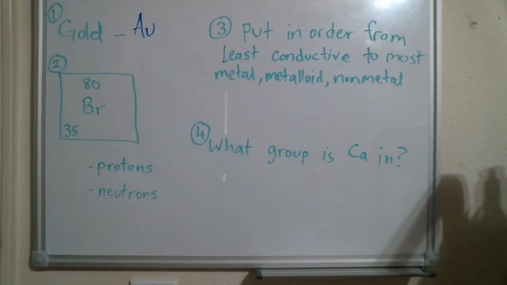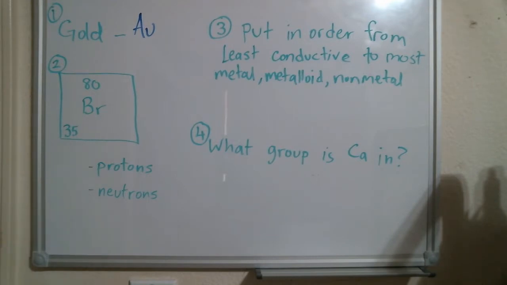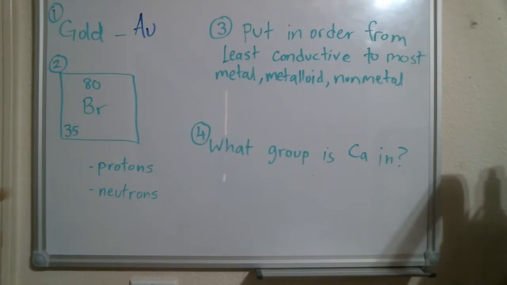Alright, number 2. I've written bromine down, but it's not like the way it's written on the website. We have 2 numbers in different places. So what are these numbers? Well, this number right here is the atomic number, I think. So let's look it up. Bromine is in the 17th column, and yep, it is the atomic number.